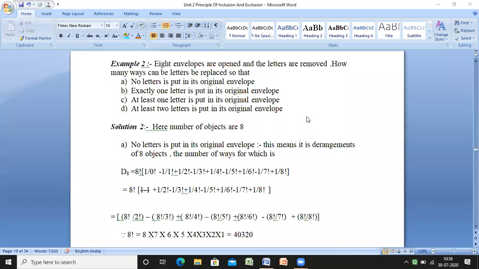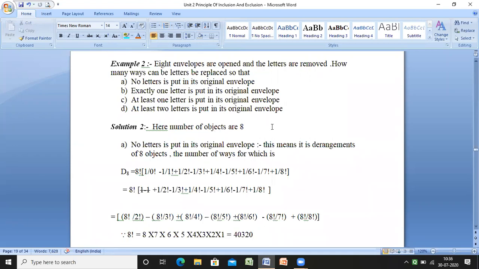Then they have mentioned another condition: exactly one letter is put in its original position. Exactly one letter should be put in the original envelope. The third condition is that at least one letter is put in the original envelope. And the last condition is that at least two letters are put in the original envelope.